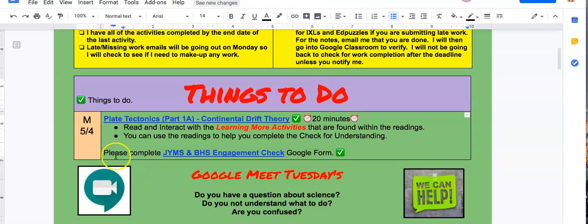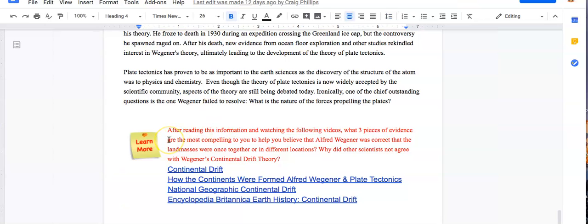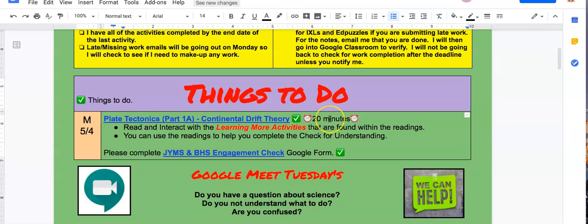So in the second part of the directions, it says read and interact with the learning more activities that are found within the readings. So most of the readings, and there might be some that don't have any learn more activities, but most of them have a set of questions. What I'd like you to do is read those questions, answer them internally. You don't have to write anything down, and then interact with the videos to help you answer those questions. So your goal is to spend 20 minutes interacting with this article.